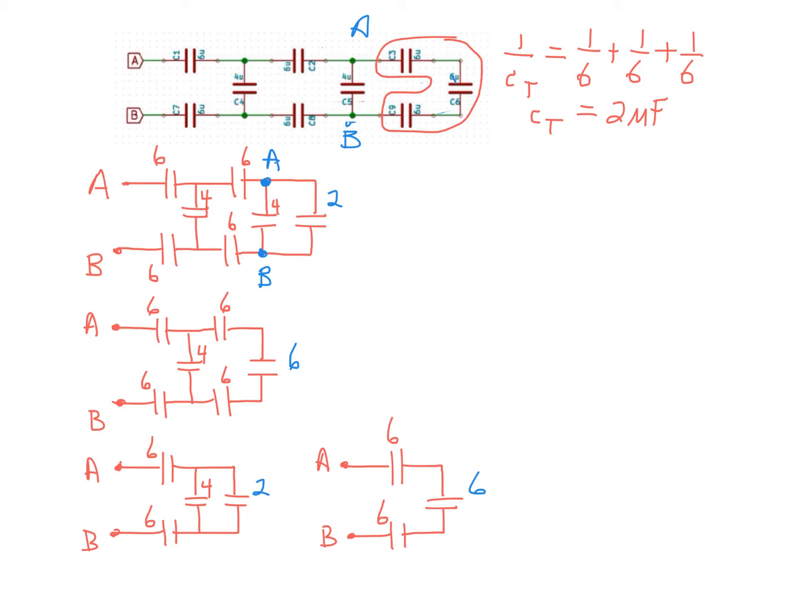So I'll do the last diagram. Final answer for the combination of all these capacitors is 2 microfarads. That's simplifying this circuit down to its most basic single capacitor that would be equivalent to all of those other ones put together. 2 microfarads.